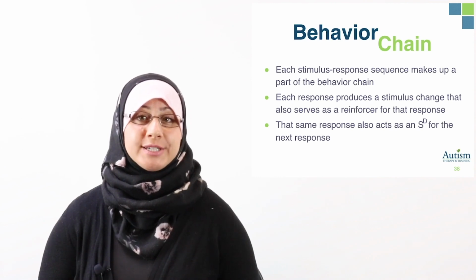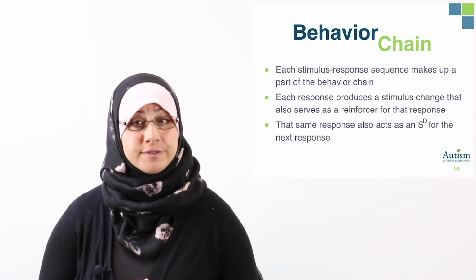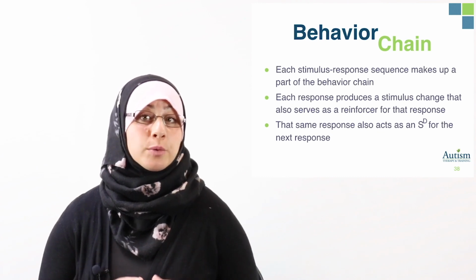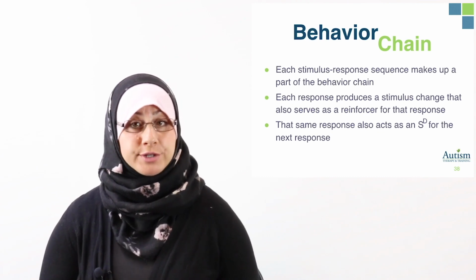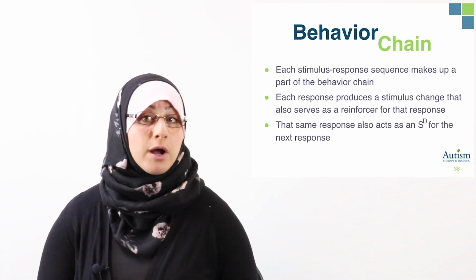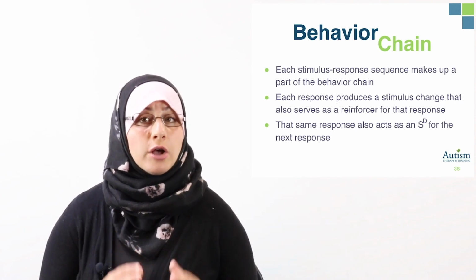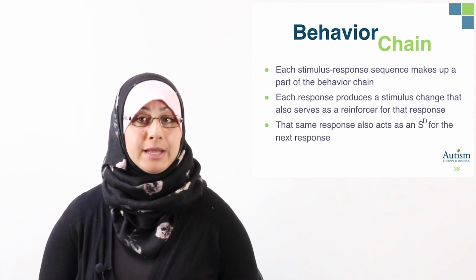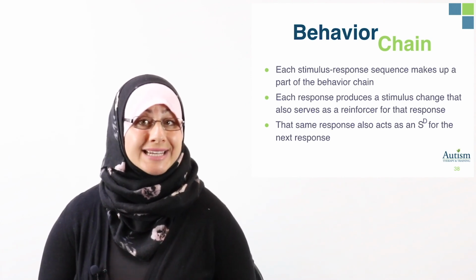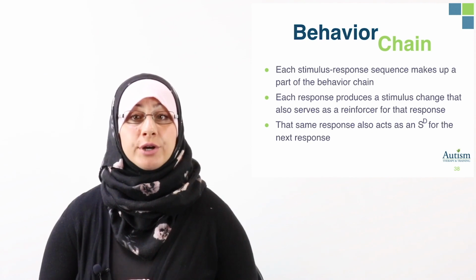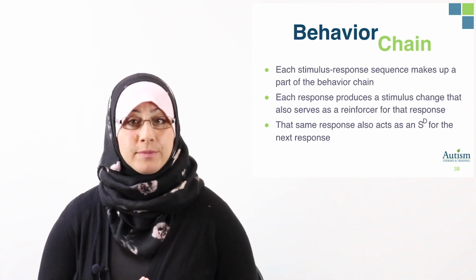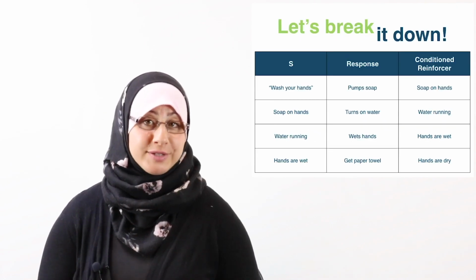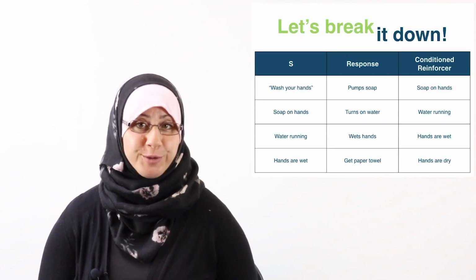Each response produces a stimulus change that also serves as a reinforcer for that response. Getting the remote control serves as a reinforcer. That same response, getting the remote control, also acts as an SD for the next response. Having the remote control in hand is now a stimulus that will trigger the next behavior, which would be pushing the power button. Let me give you another example which may simplify things for you.